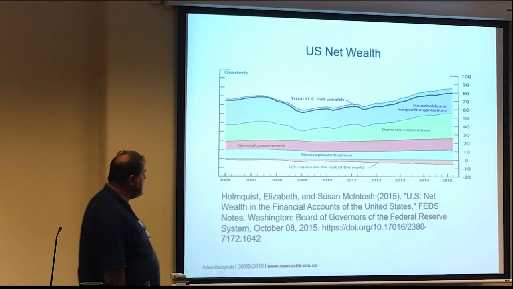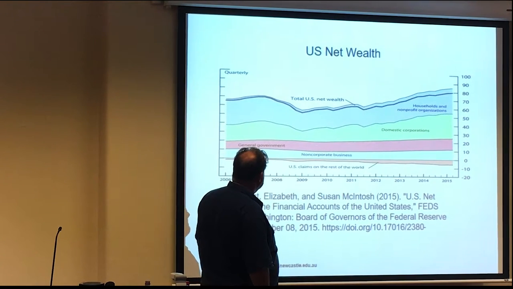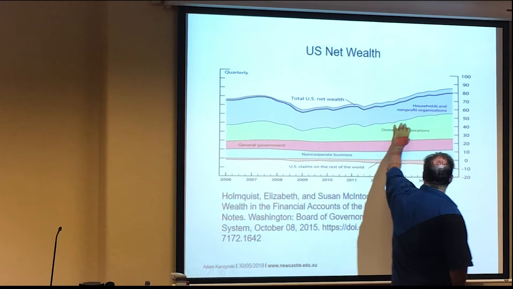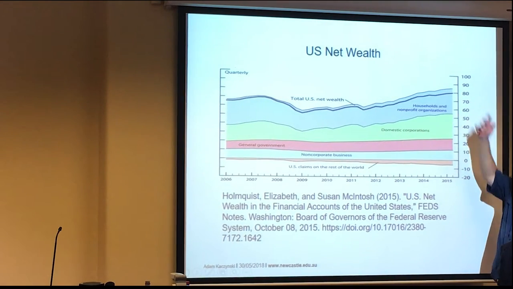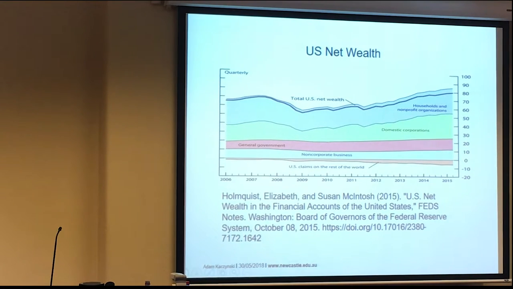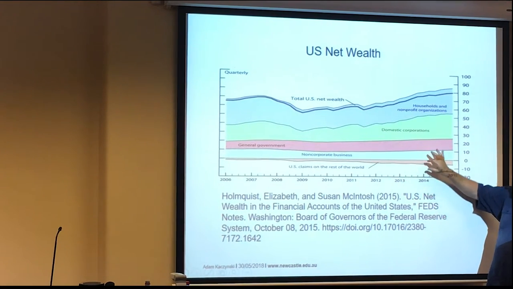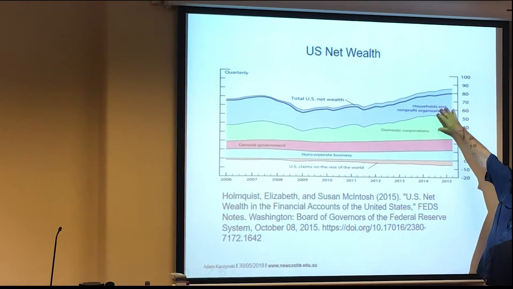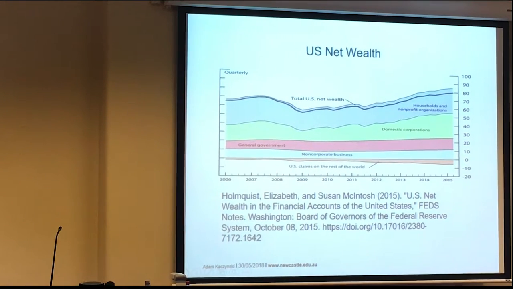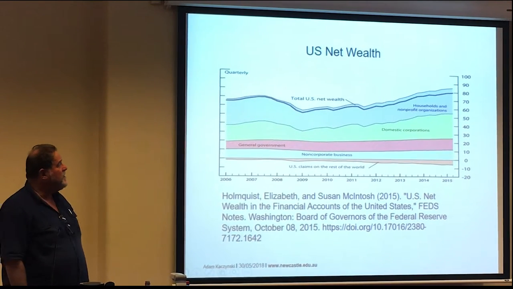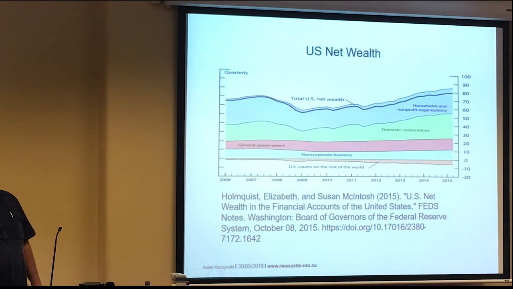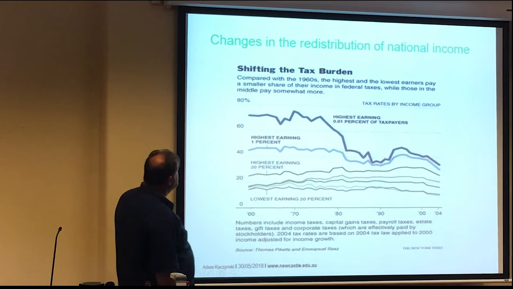This is a similar diagram for growth in US net wealth. And what we're seeing here is quite dramatic growth on the part of domestic corporations, but also households and non-profits. And general government has been growing, but just marginally from a pretty low base. And US claims on the rest of the world have been expanding as well. But it's really these two areas that have seen US net wealth increasing. And of course, if you compare that chart against the previous one, then a lot of that wealth would be distributed very unequally as well, given the income flows that go into it.